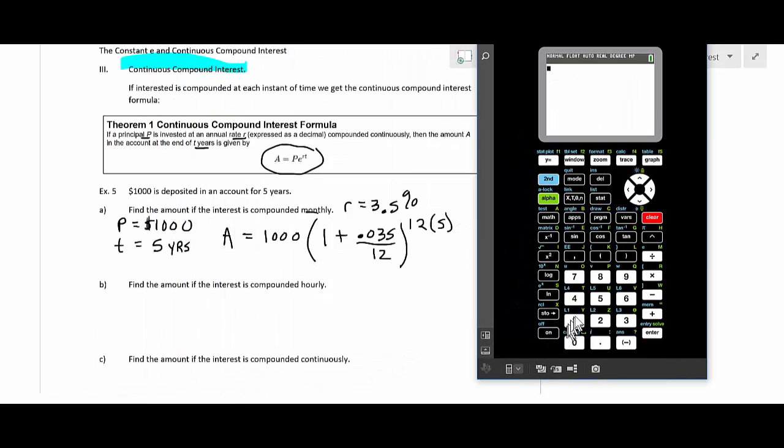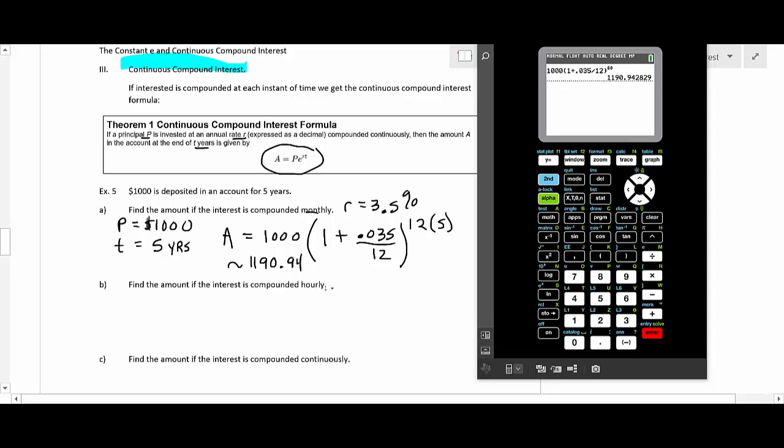On the calculator, I'll put in 1,000 for my deposit, times 1 plus 0.035 divided by 12, and then 12 times 5 is 60. Let's see what we get there, and we'll round to 2 decimals. It looks like I'm getting about $1,190.94.